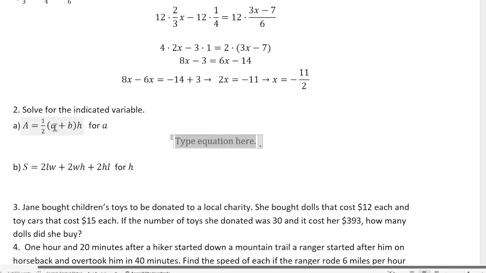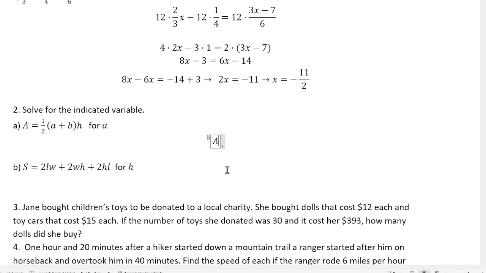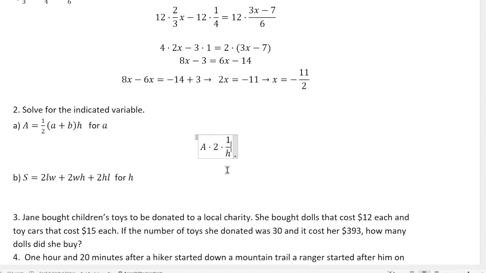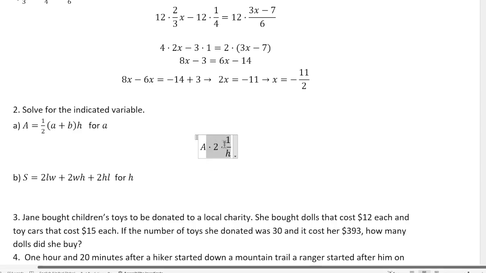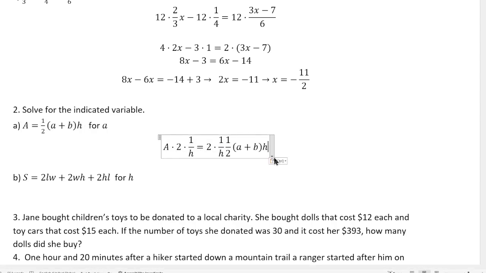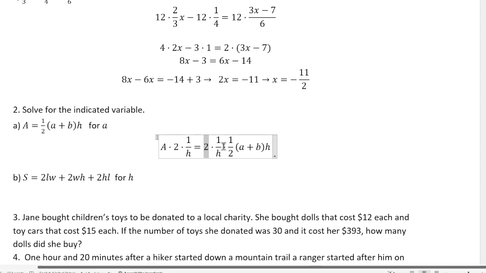To solve for a, we need to get rid of the 1/2 and h. So what we're going to do is multiply by 2 and also divide by h, or multiply by 1 over h. Now multiplying 2 and 1 over h is going to cancel the 1/2 and the h. This 2 and the 1/2 will cancel each other because they're reciprocals, and 1 over h and h will cancel each other because they're reciprocals.